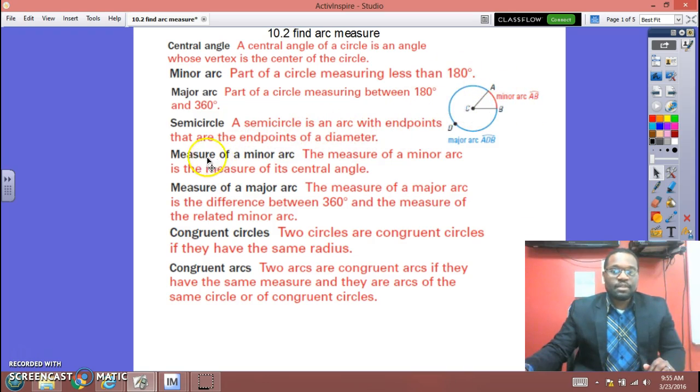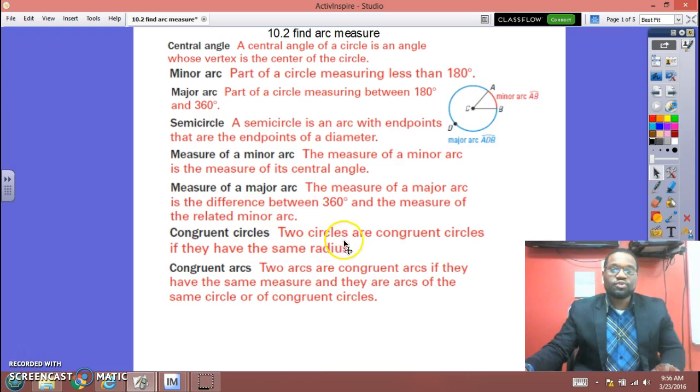Measure of a minor arc. The measure of a minor arc is the measure of its central angle. So the minor arc and the central angle are exactly the same. So if this angle is 13, this arc is 13 degrees. The measure of a major arc is the difference between 360 and the measure of the related minor arc. So if you want to know the major arc, and the minor arc is 20, then you take 20 from 360, so the rest of it is 340. That's simply all that's left.